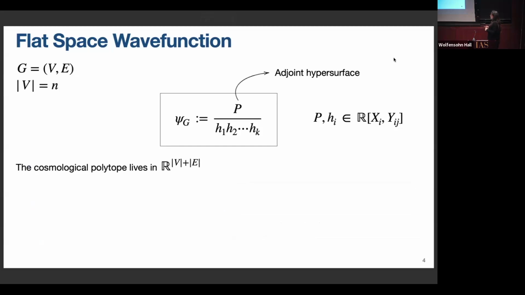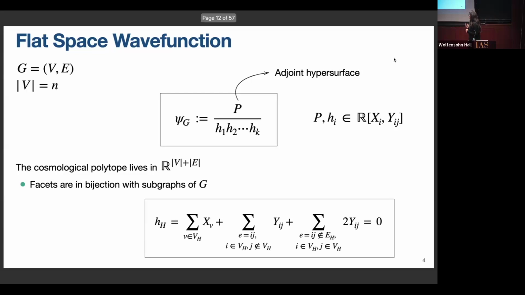So the advantage in this setting is that the adjoint hypersurface, so the numerator of this function, is hard to compute, but it is the adjoint hypersurface of the polytope. This is a polytope that lives in real space with dimension given by the number of vertices plus the number of edges. And the nice part about this description is that the facets appearing in the denominator are very easy to describe.